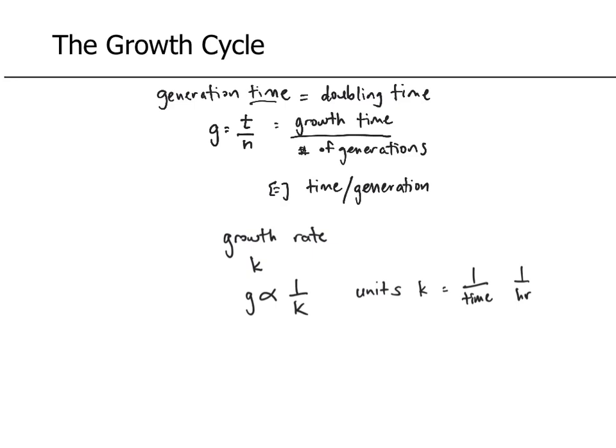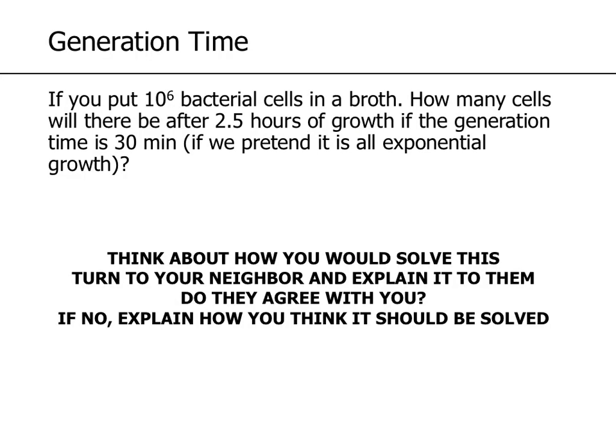All right, so I'm going to have you think through a problem and try it out. Look at this problem. If you put 10 to the 6 bacterial cells in broth, how many cells will there be after 2.5 hours of growth if the generation time is 30 minutes? We're going to pretend that it's all exponential growth. I want you to think about how you're going to solve it, talk to your neighbors, and explain to them how you would actually solve this. I'm not going to be looking for numbers. I'll walk through it after, but I want you to think about it first. Given the equations that we just went through, how would you solve this problem?